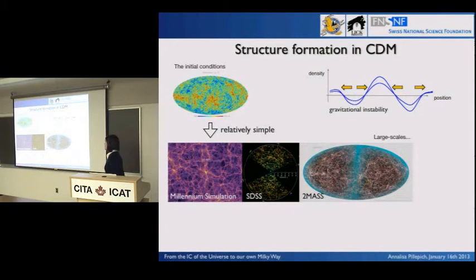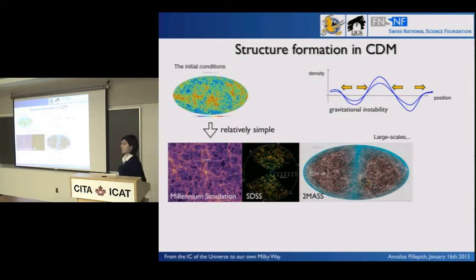So within the standard cosmological model, our theory for structure formation has seen many successes because we know how to pass from the initial conditions of the universe to the large-scale structure that we can observe in galaxy surveys like SDSS and 2dF. For the purposes of my talk, the CMB map is a good representation of my initial conditions. We don't only understand this passage, but we can even reproduce it in supercomputers.